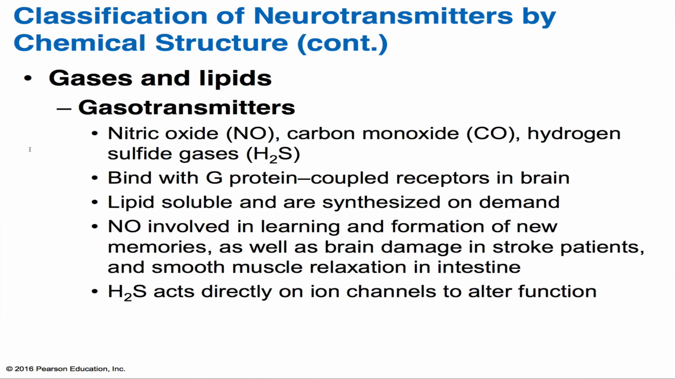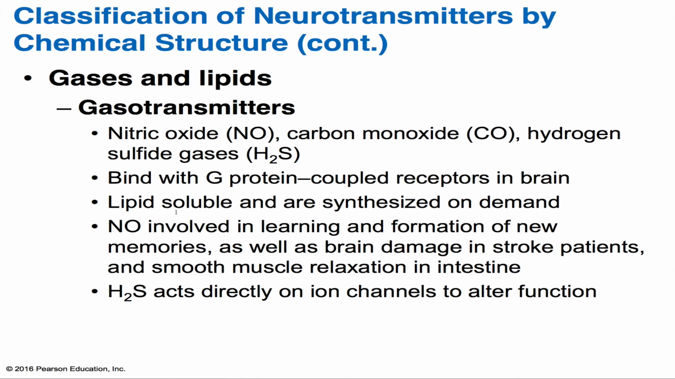Moving on to gases and lipids. Not too long ago, gases like nitric oxide, carbon monoxide, and hydrogen sulfide were never thought to be beneficial or part of the body. These were always thought to be toxic, and they are highly toxic gases. However, we now know that our body actually uses these gases as neurotransmitters. They actually use them as messengers.